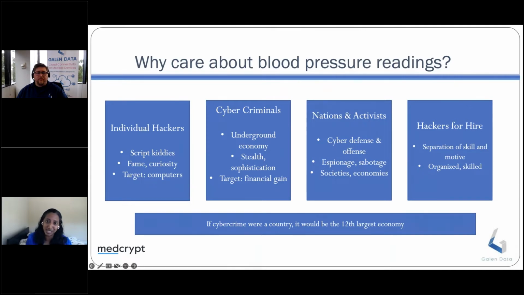And as Tim alluded to with some of the stats, if this were its own economy, it would be 12th in the world, which is pretty extraordinary when you put it in context. It's very big business to hack and get this information. And there's a secondary selling of that information. The ransomware is one, but then selling that information on the dark web is also a very profitable business.